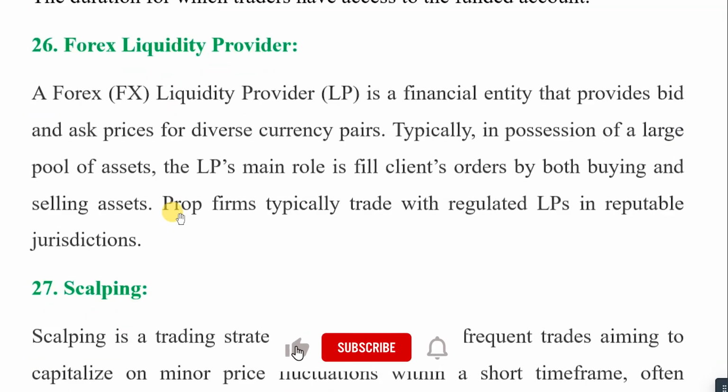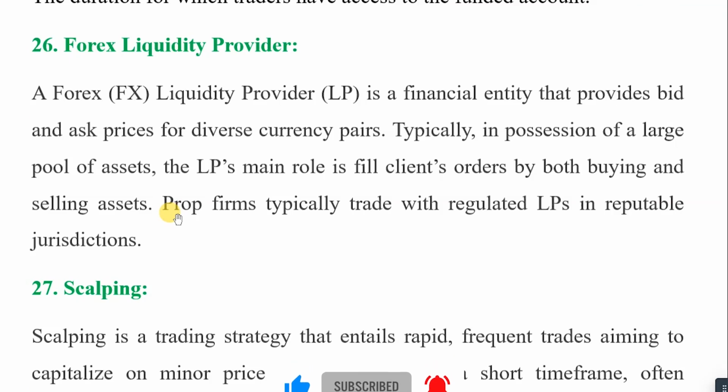Now we have the forex liquidity provider. A forex liquidity provider is a financial entity which provides bid and ask prices for diverse currency pairs. Typically, they are in possession of a large pool of assets. The liquidity provider's main role is to fill clients' orders by both buying and selling assets. Prop firms typically trade with regulated liquidity providers in reputable jurisdictions.